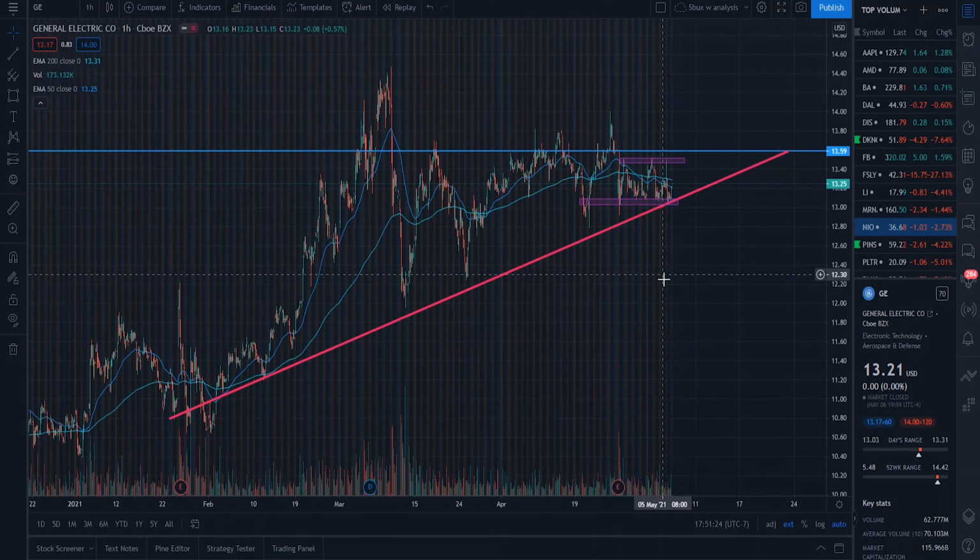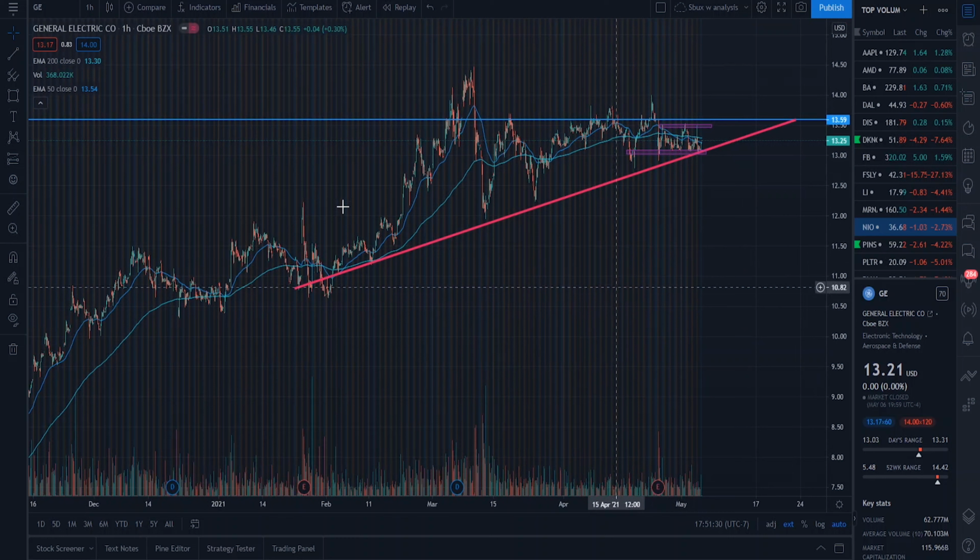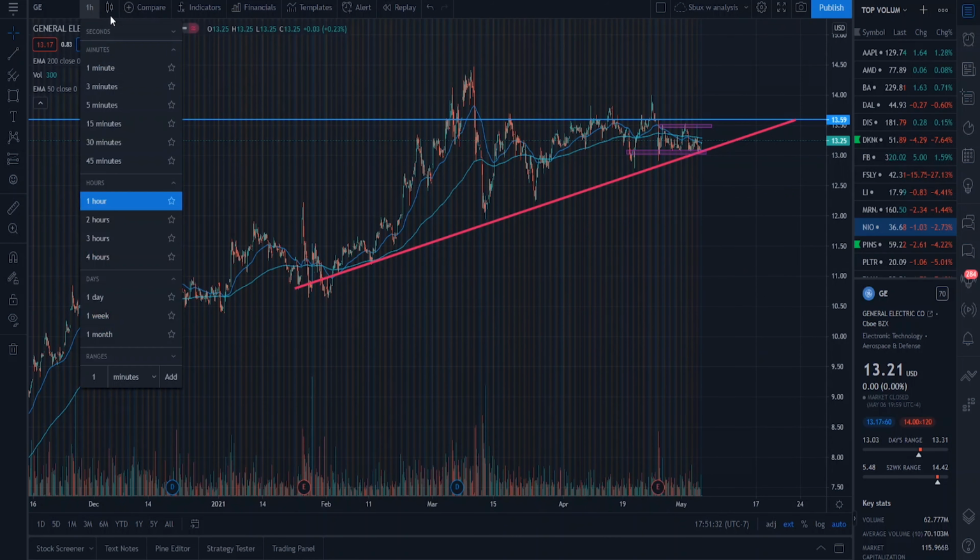Now, like I just explained, we are going to be looking at the lower time frames here on General Electric or GE stock. And in order to do that, we need to go over here to the top left. So again, guys, if you are following me on TradingView.com, which is going to be linked down in the description for absolutely free, you're going to want to go here to the top left where it says 1 hour, and you're going to want to switch this down to a lower time frame like 5 minutes.